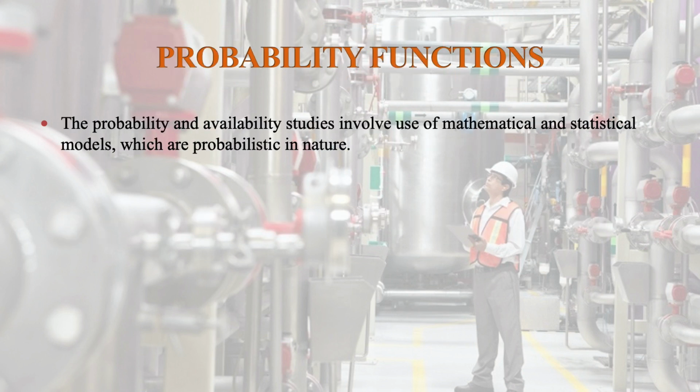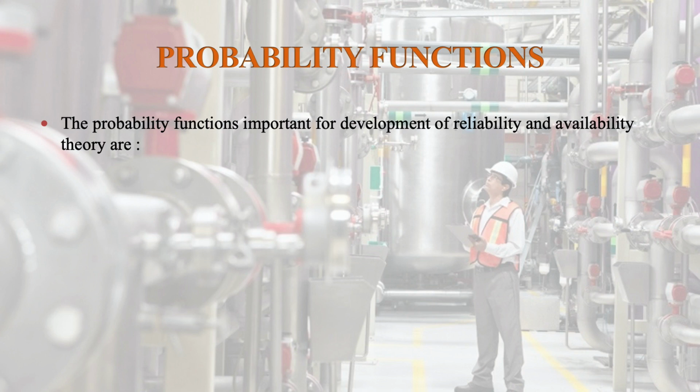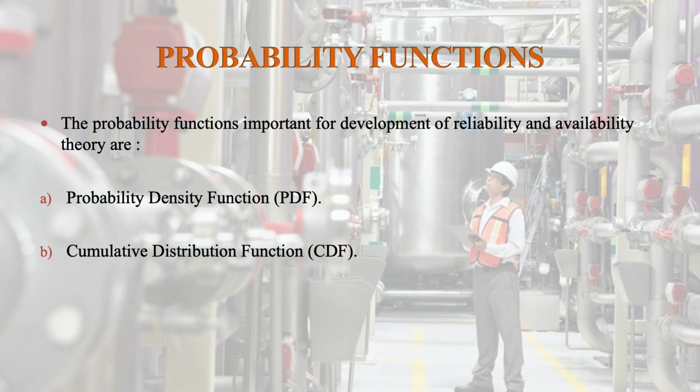Probability functions. The reliability and availability studies involve the use of mathematical and statistical models which are probabilistic in nature. The probability functions important for the development of reliability and availability theory are: the probability density function PDF, the cumulative distribution function CDF, the reliability function R(t), and the hazard function h(t). So these are the four functions of reliability and availability theory.